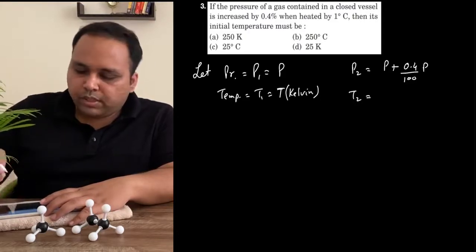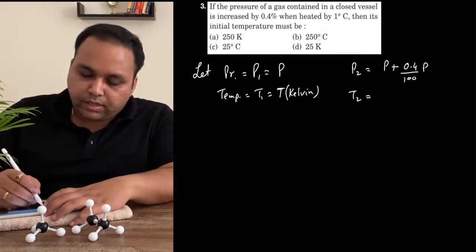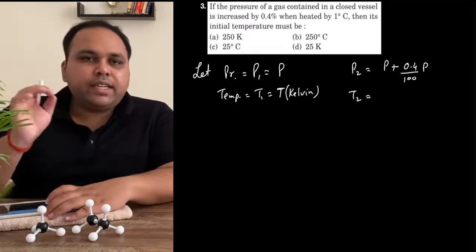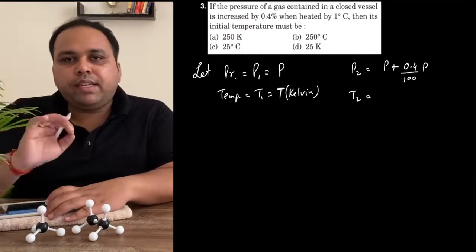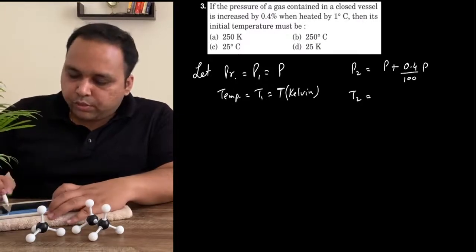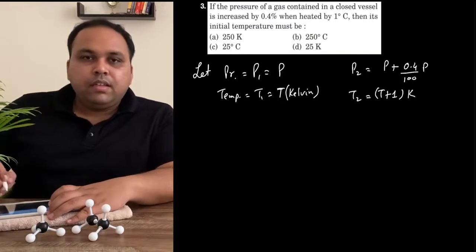Or rather, let's do one thing. We are asked to report our answer in degree Celsius. There are options for Kelvin also. So let's do this question in Kelvin only. So 1 degree change in Celsius is equal to 1 Kelvin change in Kelvin units. So the temperature T2 also becomes T plus 1 Kelvin.